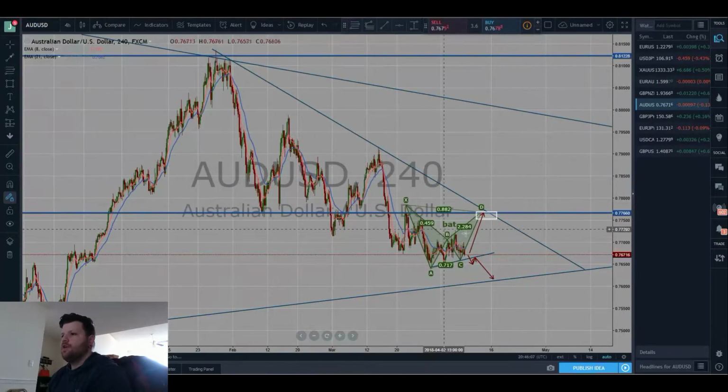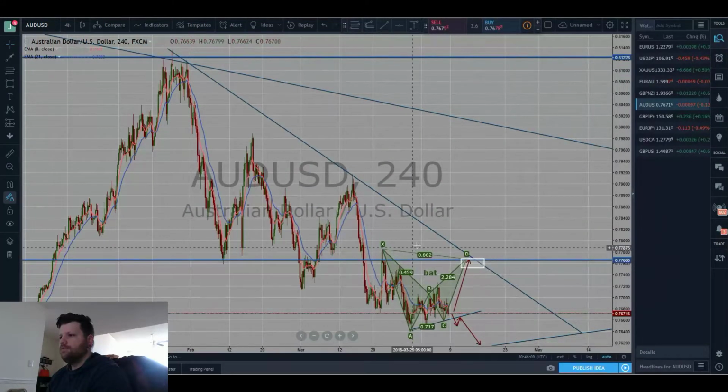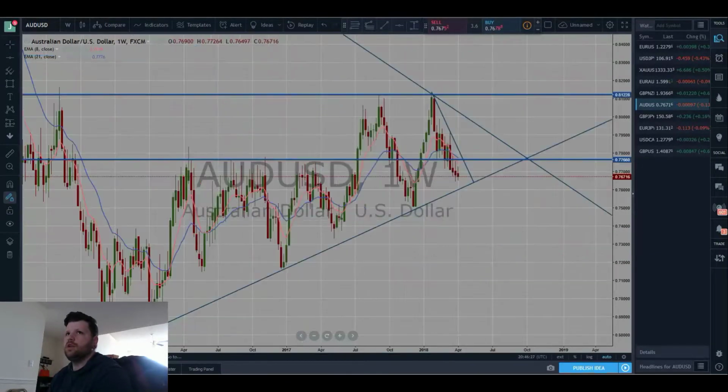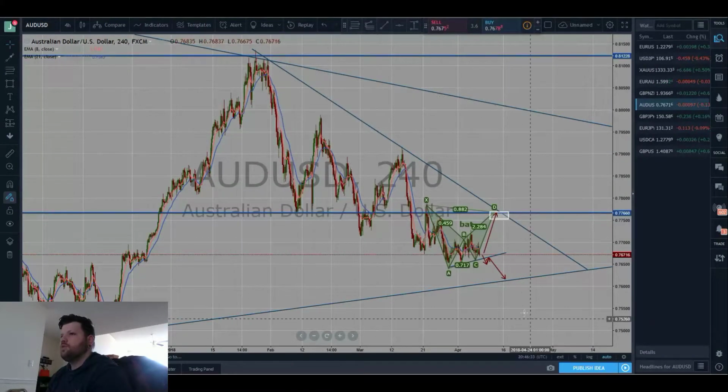Looking at the 4-hour time frame, there is a bat pattern that is valid. As long as this trend line does not get broken, it'll stay valid. If this trend line does get broken, then this bat pattern becomes invalid, so that's something to be aware of. On the 4-hour time frame, AU is bearish. So on the weekly time frame, the structure is bullish. On the 4-hour time frame, structure is bearish, so that's something to be aware of. Long term is bullish, short term is bearish.